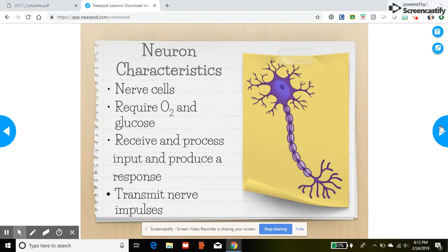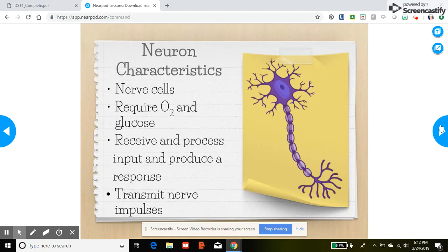So neuron characteristics: a neuron is a nerve cell. They require a ton of oxygen and they require a ton of glucose. Okay, they need a lot of energy. It makes sense that they need oxygen, right? If you've ever watched any medical show out there and somebody's been without oxygen for 30 seconds to up to 5 minutes, you're probably looking at least some deficiencies with the brain, if not completely brain dead and that kind of thing. So we need oxygen excessively with these types of cells.